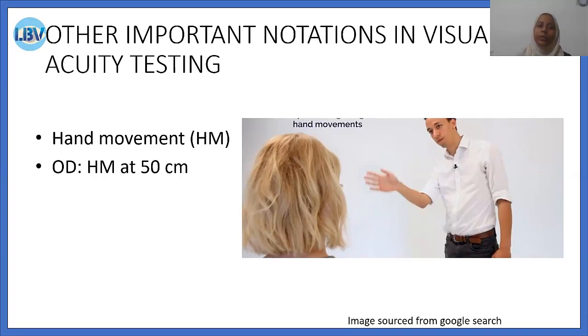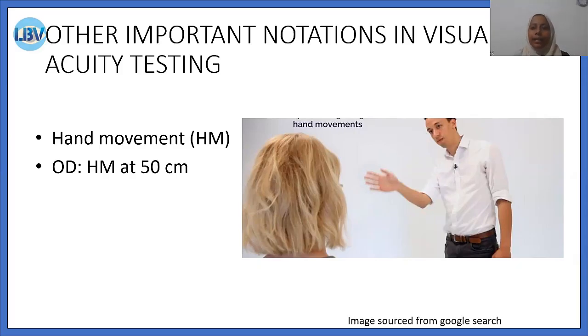When we talk about the hand movement, you start at 1 meter distance, then reduce the distance to 50 centimeter. If the person is not able to perceive it at 1 meter, and even if the person is not able to perceive it at 50 centimeter, you reduce it further. Then you mention it as hand movement at whatever centimeter, hand movement 50 centimeter, hand movement 20 centimeter, or it is just the hand movement near to the face. So you just record it simply as hand movement positive.